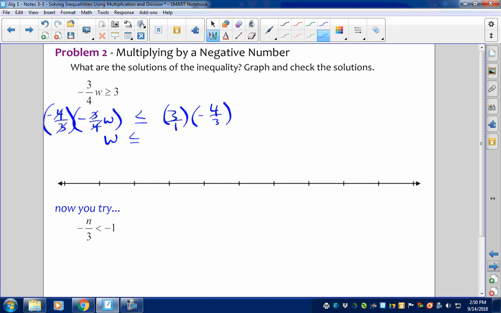Here, think of this as 3 over 1. You can multiply straight across if you'd like, or cancel first, and then multiply straight across. I'm going to cancel first here. That's a 1. That's a 1. 1 times -4 is -4 all over 1. So I place a closed circle at -4 and shade to the left.